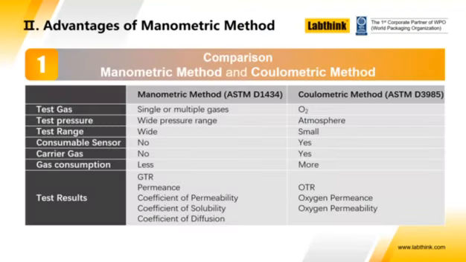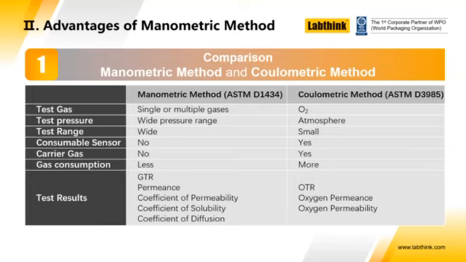So in this stage of the presentation, let's take a look at some of the comparison features of manometric and coulometric methods. The coulometric method, most of you will know if you've been measuring oxygen transmission rate, is a very popular method for OTR measurement. It has its own ASTM standard, D3985, and we're also going to compare with the manometric method, D1434.